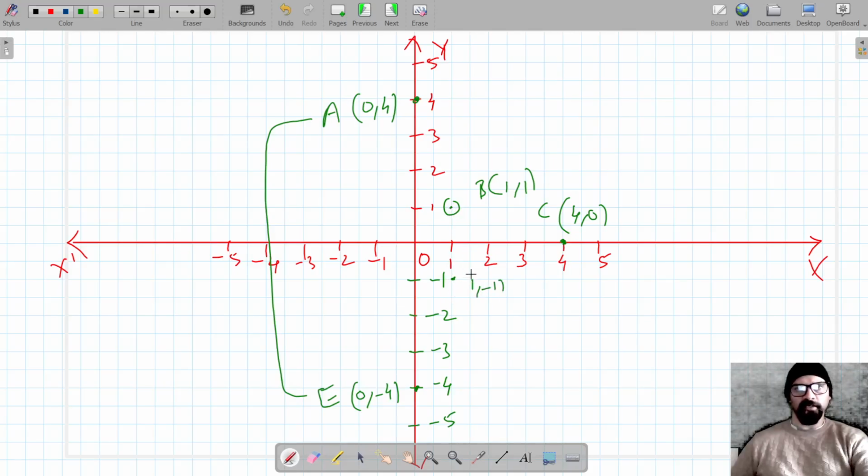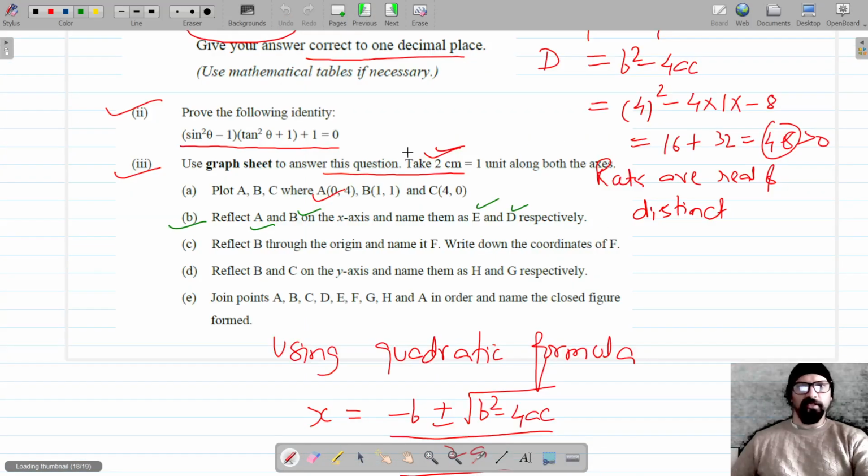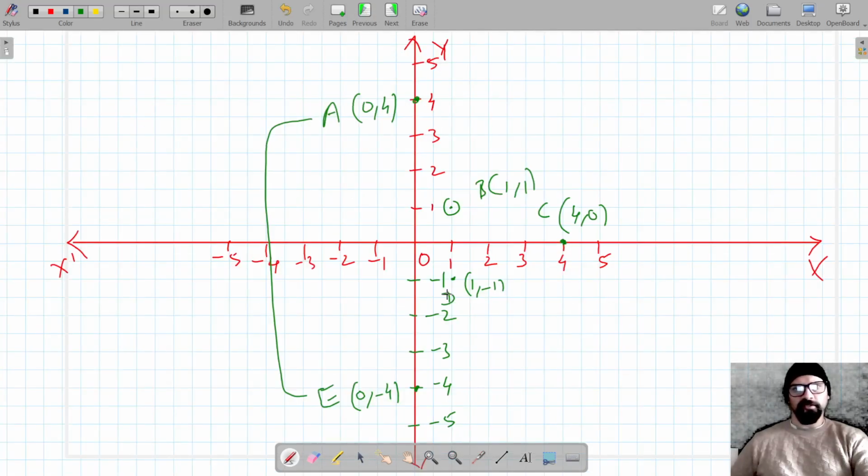So 1 comma negative 1. So this is b, and it becomes 1 comma negative 1 on the x-axis, and we have to name it as d. So this is d. So b is reflected as d.